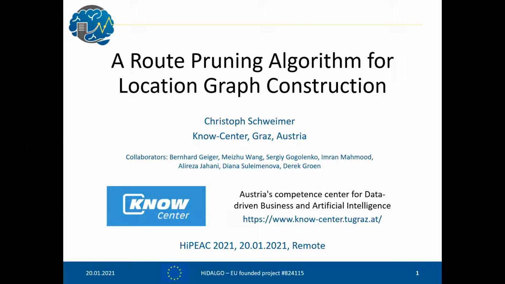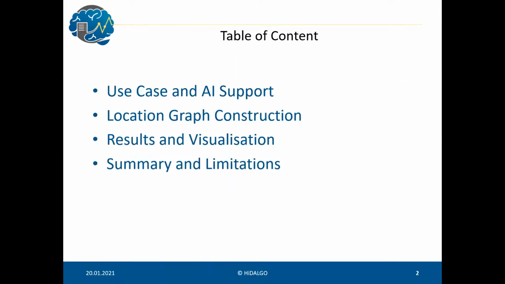Today I am giving a presentation about one artificial intelligence component in the HiDALGO project, namely a route pruning algorithm for location graph construction. This work has been a collaborative effort with a lot of partners within the HiDALGO project. At first, I want to give a short overview over the use case and where artificial intelligence is supporting the workflow. Then I want to present the AI component, show some of the results that we obtained and also some visualizations, and in the end, give a short summary.